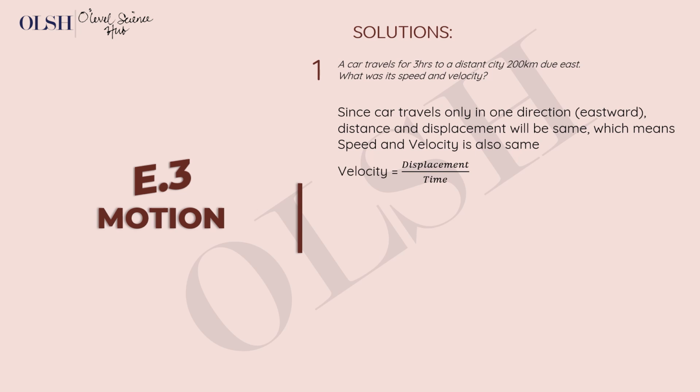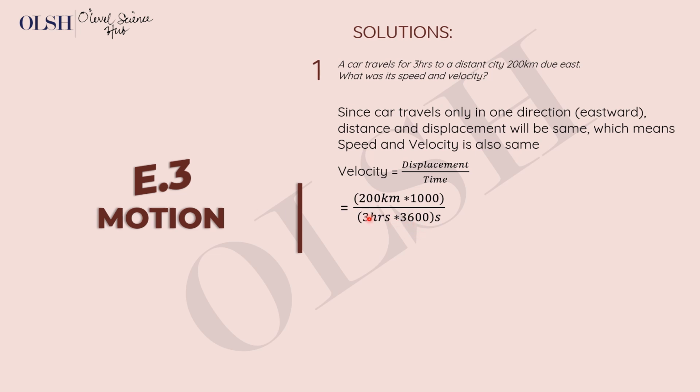So velocity is displacement over time. We have our displacement to be 200 kilometers. We are multiplying it by 1,000 because we are about to change it to meters. So 200 kilometers times 1,000 will give us our answer in meters. Now we have 3 hours times 3,600 to change these hours to seconds. 60 seconds make a minute and 60 minutes make an hour. 60 times 60 is 3,600.